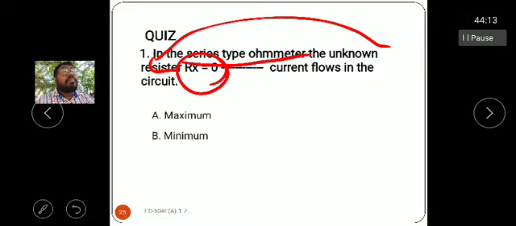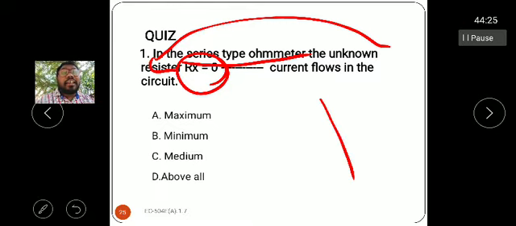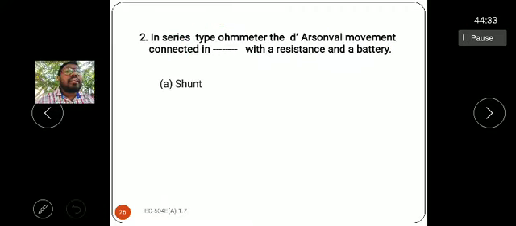The options are maximum, minimum, medium, and all of the above. Your answer: Rx is equal to 0 means it is short circuited. If it is short circuited, the maximum current flows through the circuit, so the answer is maximum. Second question.